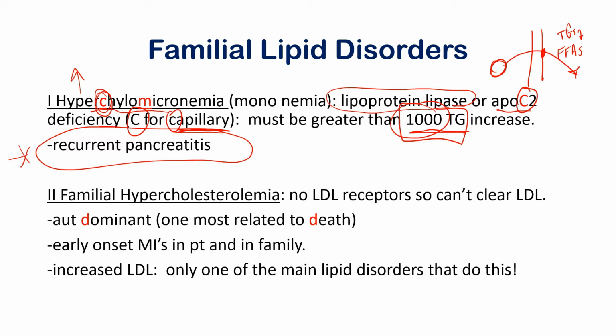All right, so the next one is familial hypercholesterolemia. Let's look at the title. Let's just read the disease name. Hyper, increased; cholesterolemia, cholesterol. Increased cholesterol.